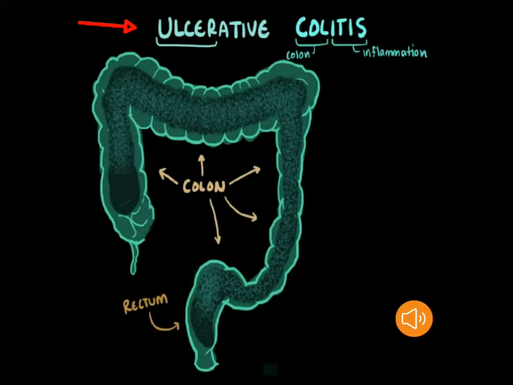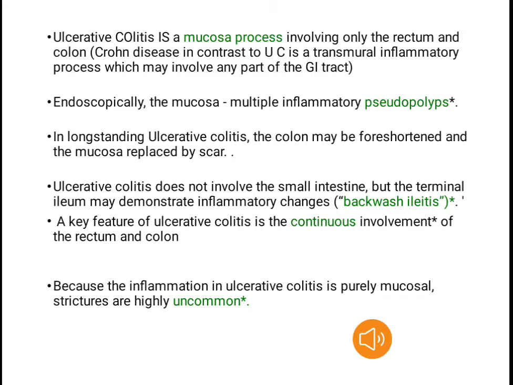Ulcerative, which means presence of ulcer, and colitis, made up of col, which means colon, and itis, inflammation of colon. Ulcerative colitis is a mucosal process, which means it involves only the mucosa and submucosa of colon, and not the muscularis layer. Ulcerative colitis involves only the rectum and colon. Crohn's disease, in contrast to UC, is a transmural inflammatory process, which may involve any part of the GI tract.